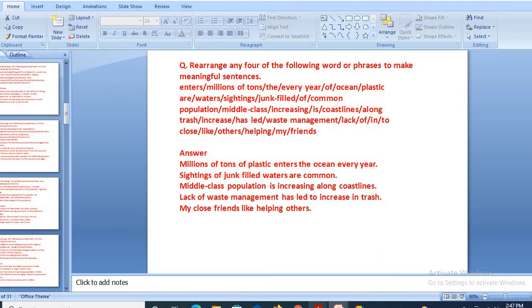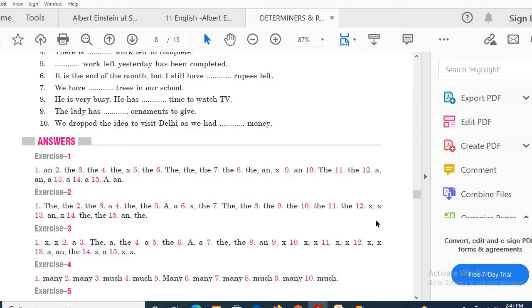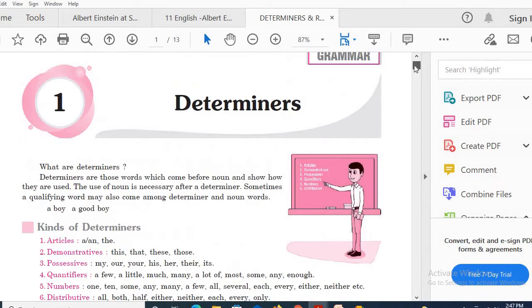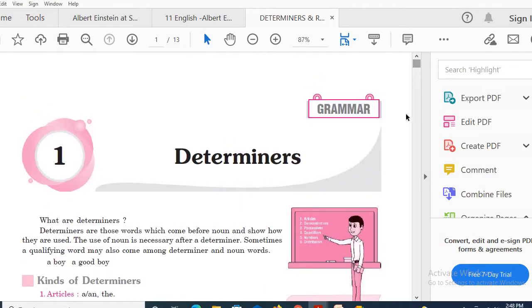Now I am moving on to another important topic right now. This is the one I will be teaching to you also: determinants.